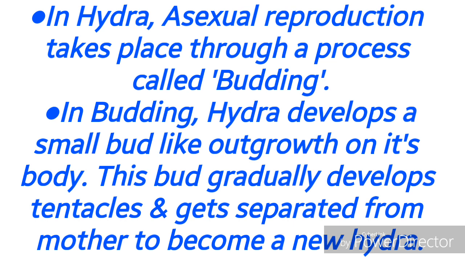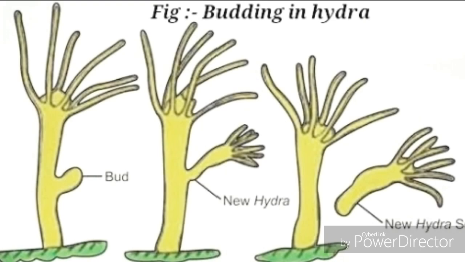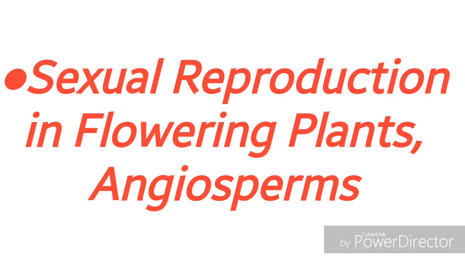Students, here is one important point you have to know. Amoeba is a unicellular organism, but hydra is a multicellular organism. In the body of hydra, many cells are there. So hydra reproduces through budding. From the mother, a small outgrowth, a bud, develops, and this bud in the course of time develops tentacles and gets separated from the mother. This is one type of asexual reproduction.